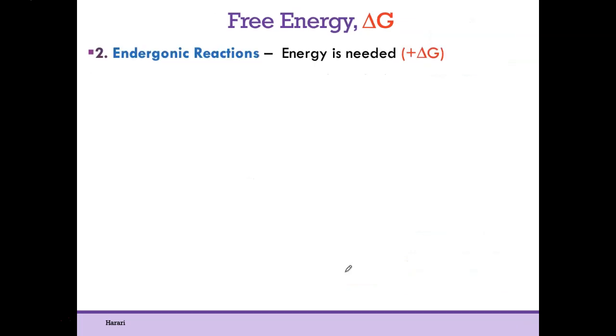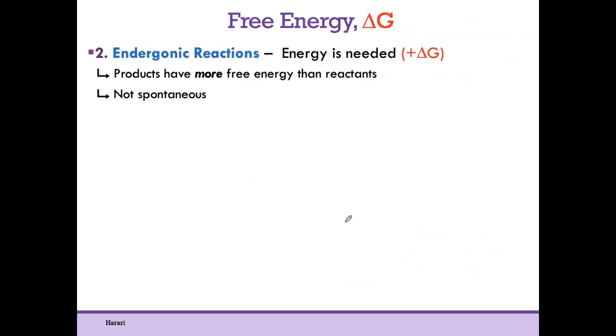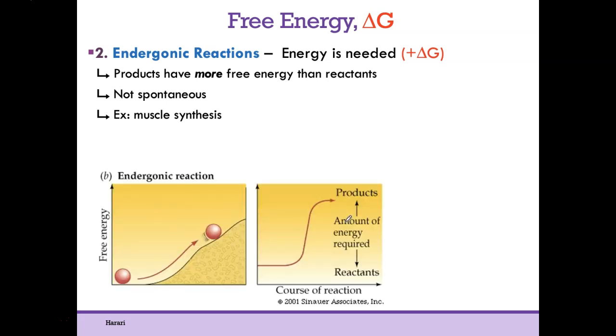In an endergonic reaction, energy is required. So that requires an input of energy, right? Endo means put into. And that means that the products contain more energy than the reactants. And of course, this will not happen spontaneously. You need to input energy, right? So building muscle, you can't just automatically build new muscle. You have to lift weights. You have to physically put in energy to convert amino acids into proteins.